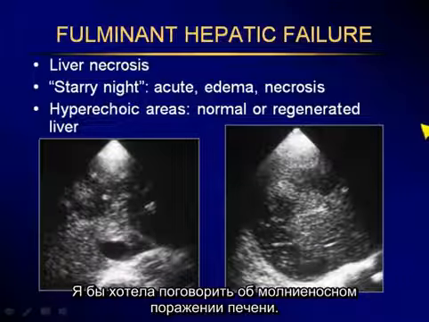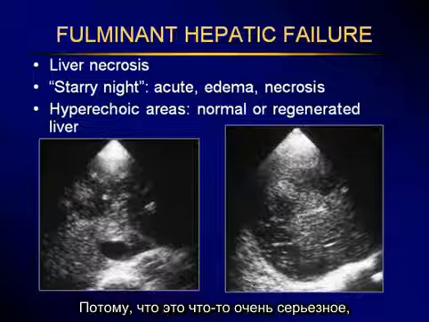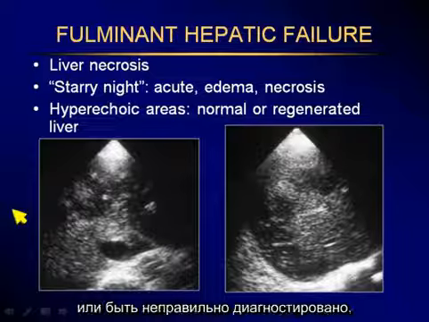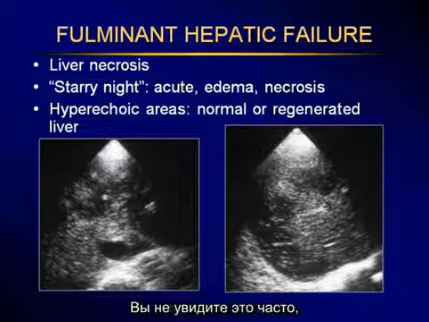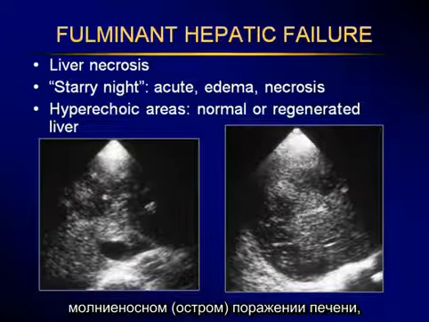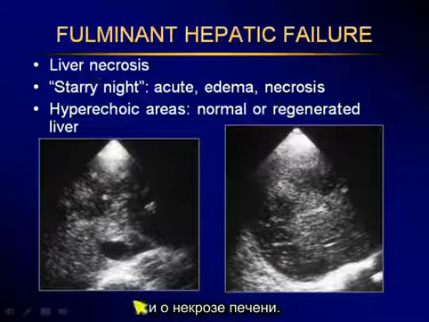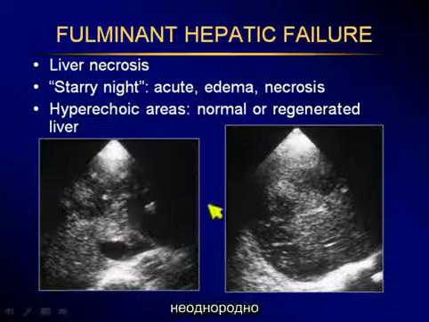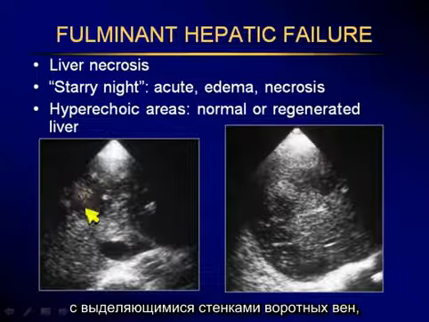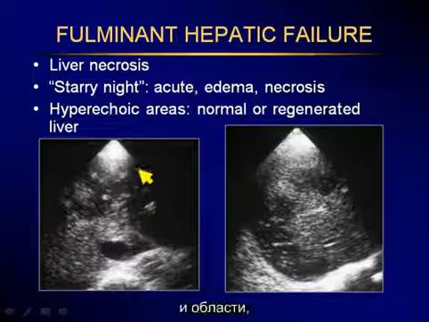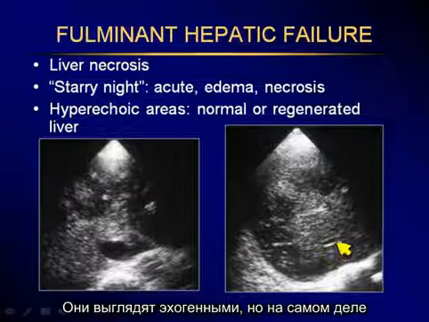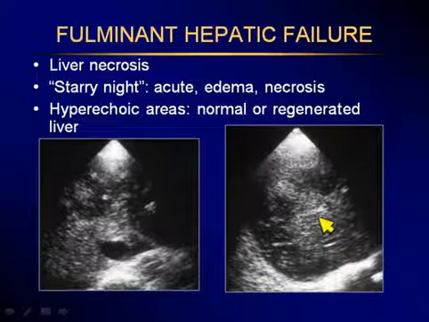I would like to bring up fulminant hepatic failure because this is something that's very serious but could easily be dismissed or misdiagnosed. You will not see this often, but when you see this, you should think of fulminant acute hepatic failure and liver necrosis. What you'll see is patchy areas of decreased echogenicity with prominent portal vein walls, and areas that look normal. They look echogenic, but they're actually normal areas of liver.